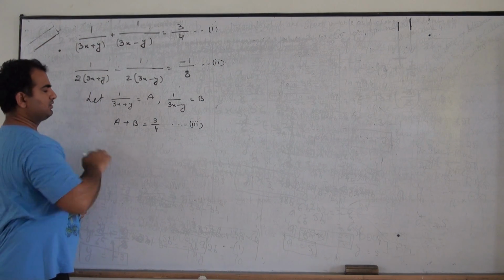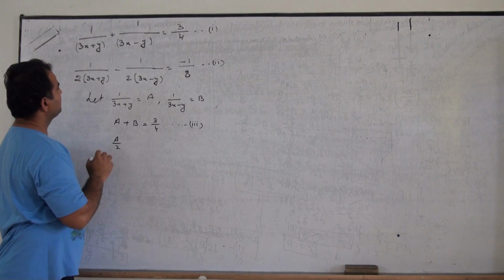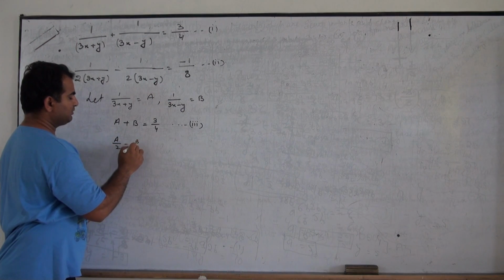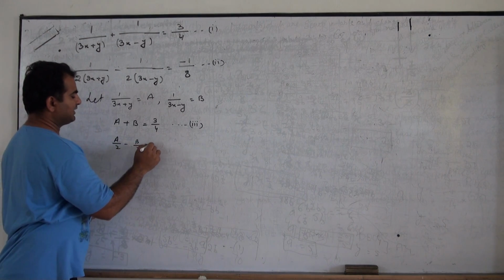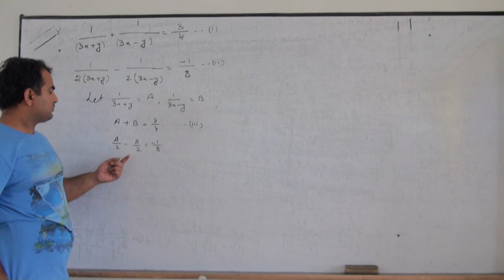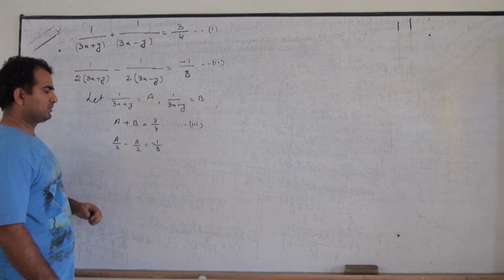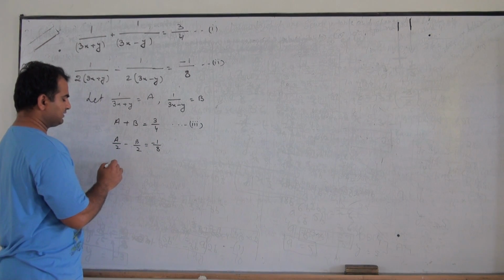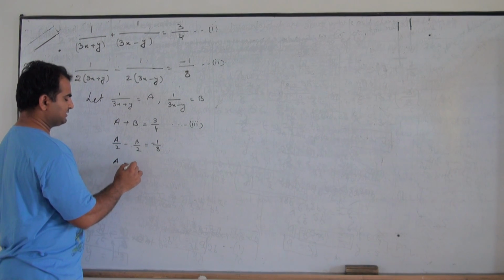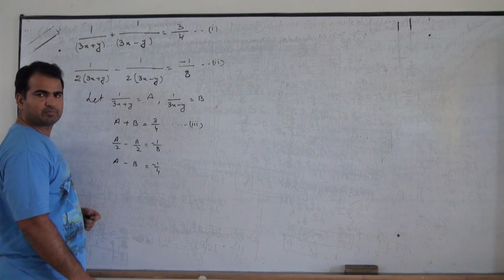Okay, and what about this 1 upon 3x plus y, and it has 2 here in the denominator. So what we can write is a upon 2 minus b upon 2 equals to minus 1 upon 8. Done. So what we can do is, we can multiply this equation by 2. So what we get is a minus b equals to minus 1 upon 4.